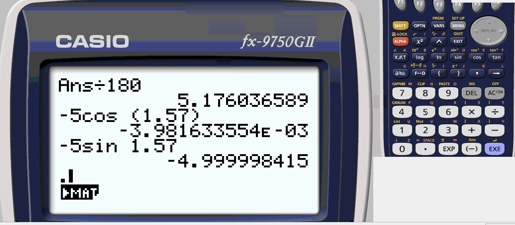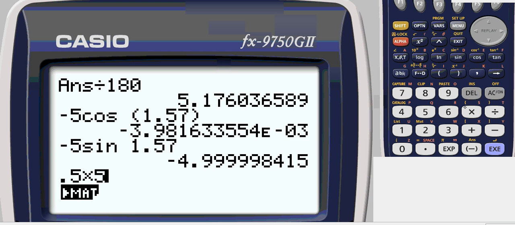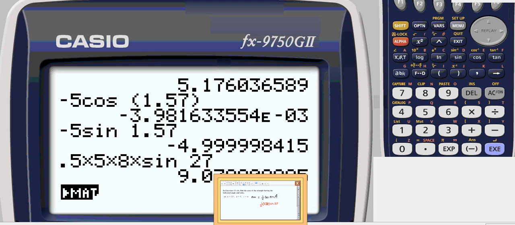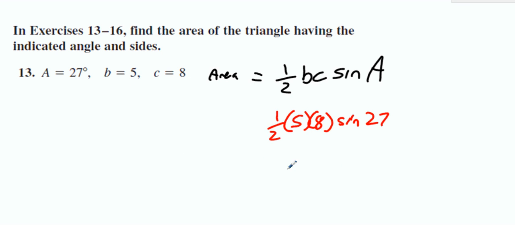And it's 1/2 times 5 times 8 times sine 27 degrees. 9.08. This did not tell us what the units of measurement were, so just write units squared.